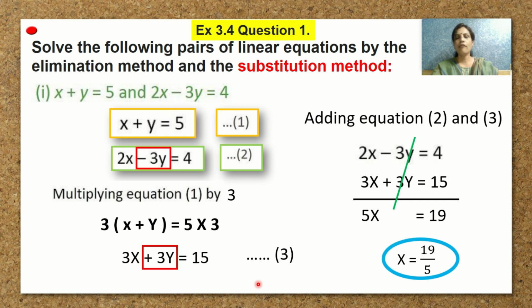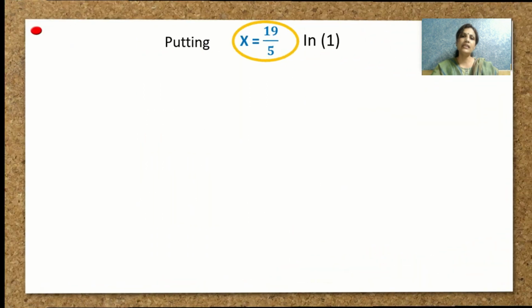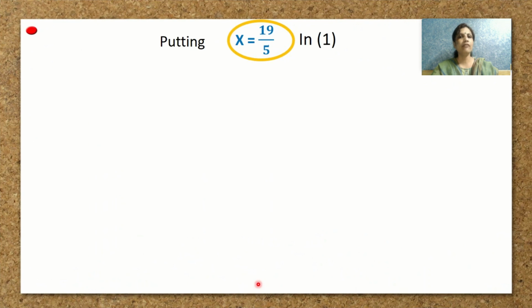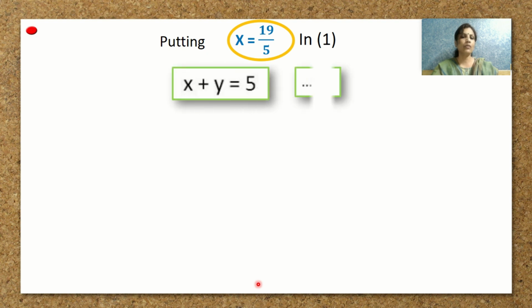Put this value of x in any of the equations so that you can get the value of y. So we will substitute x is equal to 19 upon 5 in equation 1. Our equation 1 is x plus y is equal to 5. If we substitute 19 upon 5 in place of x, we will have 19 upon 5 plus y is equal to 5. Let's shift this 19 upon 5 to the right hand side.